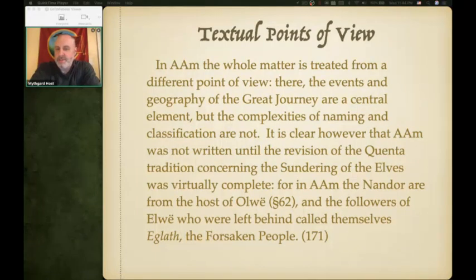That's what the Quenta is interested in. The Quenta is interested in those things. The Annals show no interest in those things whatsoever. The fact that the textual evidence suggests that this came first is to me more interesting, actually. I could see it as a mere addition.